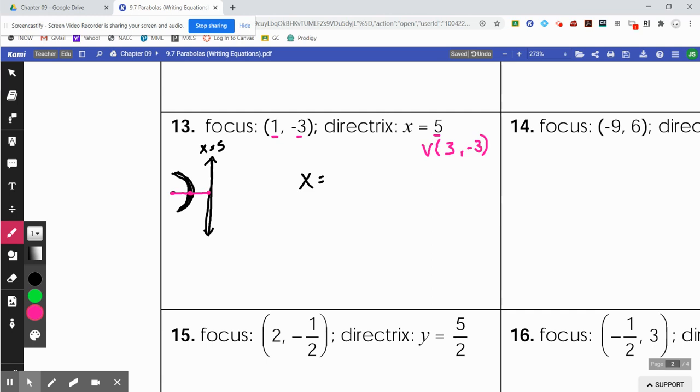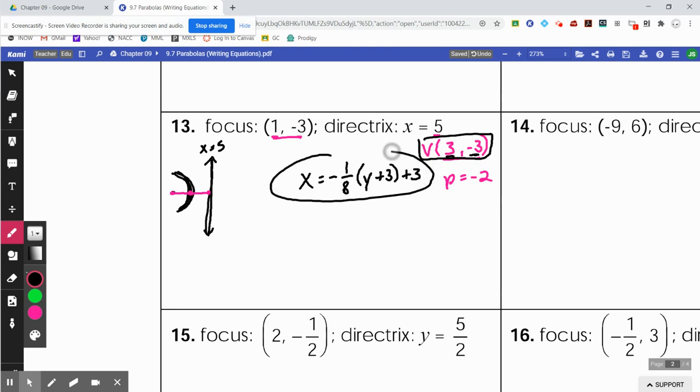It cups to the left, so that means my p-value will be negative. The distance from focus to vertex, which is 2, is going to be my p-value. Now we're ready to write our equation. 1 over 4p will be 1 over -8, so I'm going to write that as -1/8. To move the vertex down 3, we're going to put a +3 inside with my y. To move it to the right 3, we're going to put a +3 at the end, and there is this parabola.